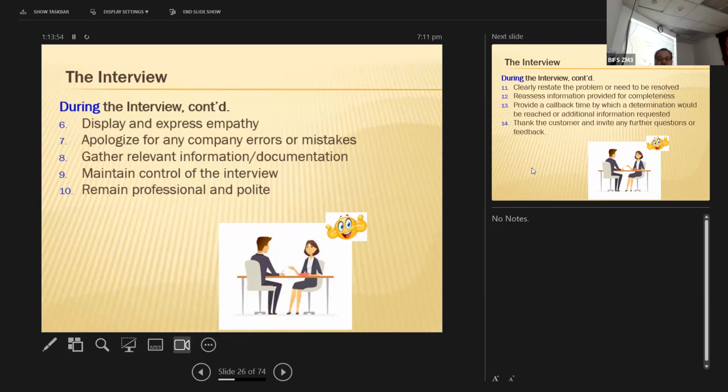Apologize for any company errors or mistakes. This is an instance where this may be an interview where the customer had a complaint. You've already done all your investigation, and the bank or financial institution is at fault. So you want to apologize for any errors that the company may have made. Okay, so you apologize. Make sure the apology is clear. You don't want to linger on it, okay? Because then they may make it an issue, whatever.